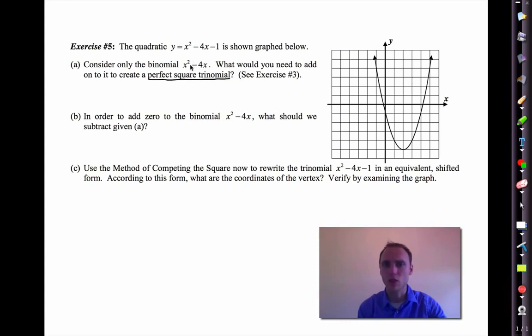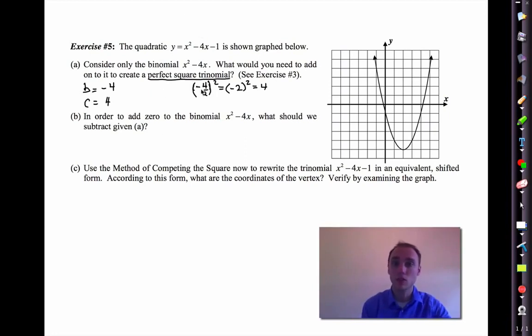We want the b term when halved and squared to be equal to the c term. So what do we need to add? B is going to be negative 4, and they want to know what c has to be. So let's find out. I'll take my negative 4, halve it, then square it, which gives me negative 2 squared, which gives me 4. So c has to be 4. So for me to have a perfect square trinomial, I'm going to have to add 4 to this equation.